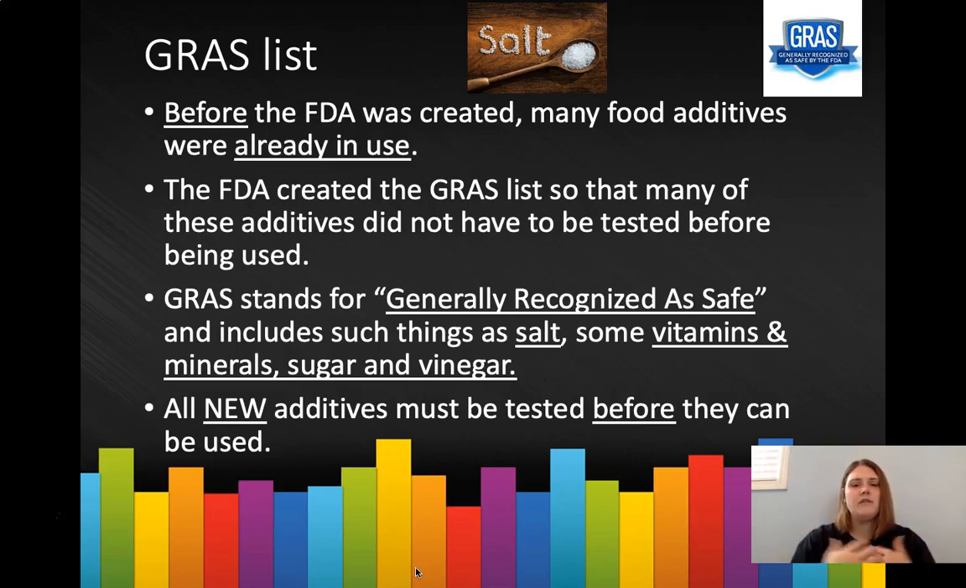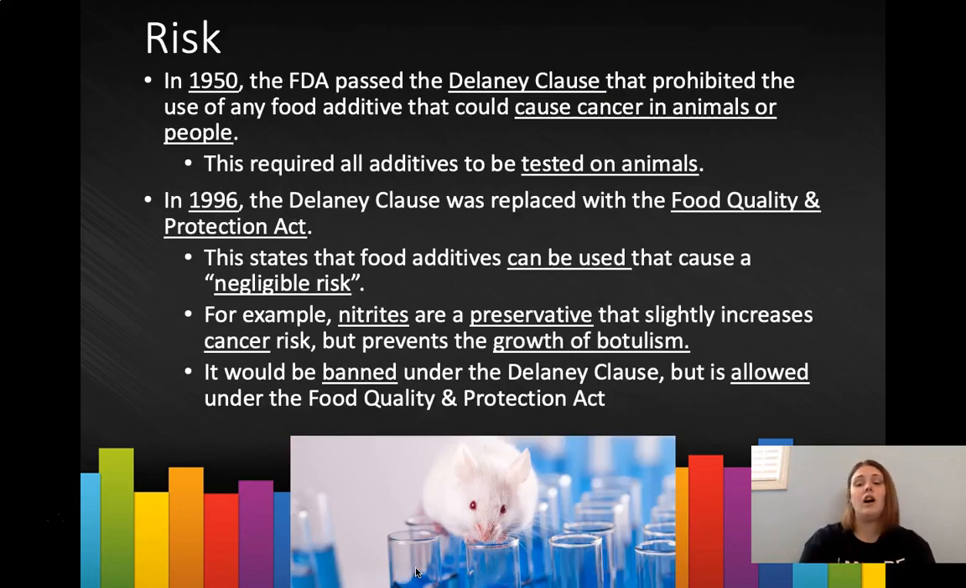So before the FDA was created, there were a lot of food additives that were already in use. So the FDA grandfathered in, if you've ever heard that term before, to be grandfathered in means we're not going to make you jump through all the hoops, you're good, okay? And so what that means is they didn't test certain additives, like our vitamins, our minerals, salt. They didn't test salt to make sure that salt's safe for you, or vinegar, or any of those types of things. They were grandfathered in, and that's what the GRAS list is. It's generally recognized as safe, okay? Anything that's not on the GRAS list has to be tested in order to get on the GRAS list.